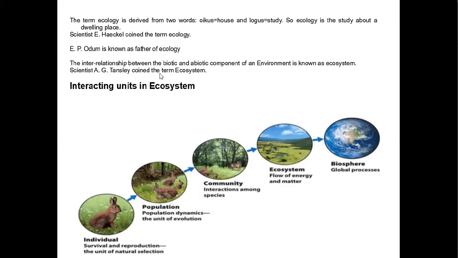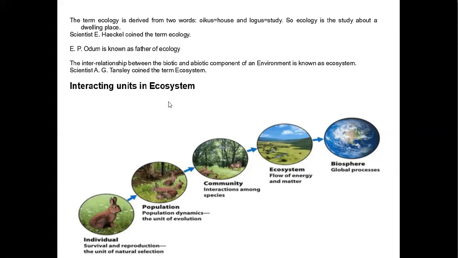The interrelationship between the biotic and abiotic components of an environment is known as ecosystem, and scientist A.G. Tansley coined the term ecosystem. The scientists who coined the terms ecology and ecosystem are different. Remember this. Ernest Haeckel coined the term ecology, A.G. Tansley coined the term ecosystem, and E.P. Odum is known as father of ecology.